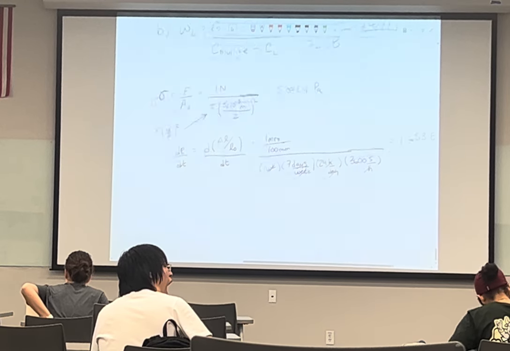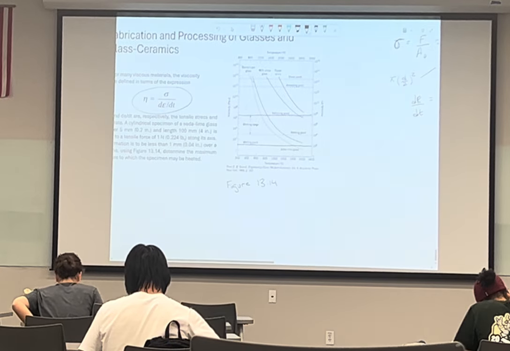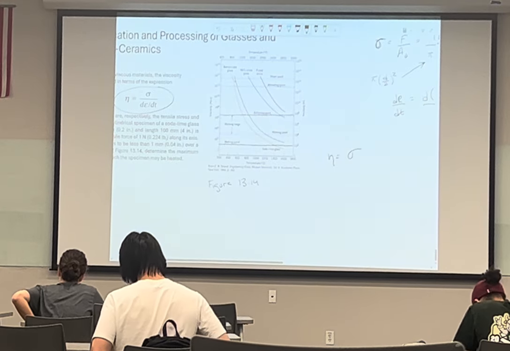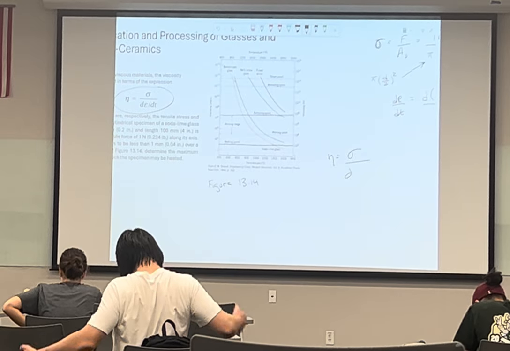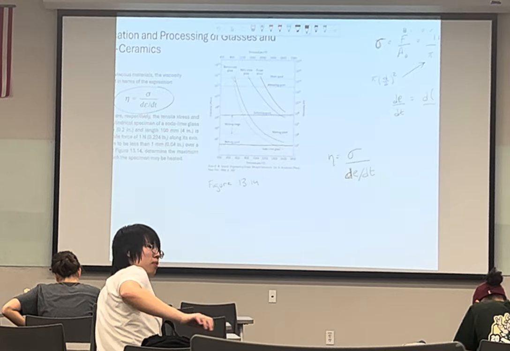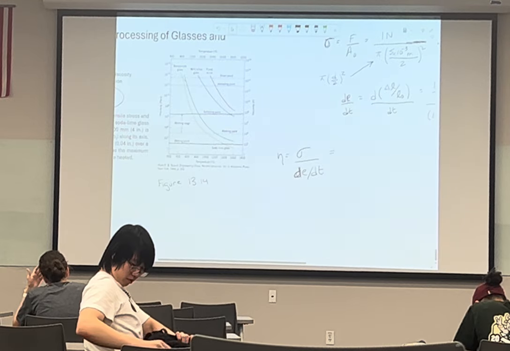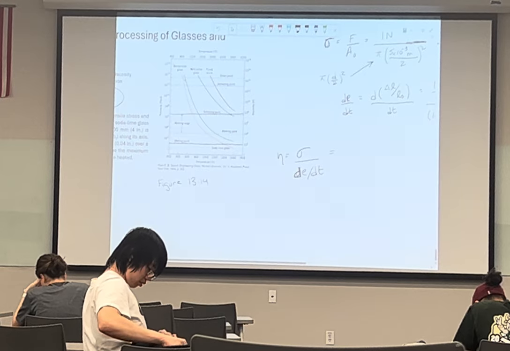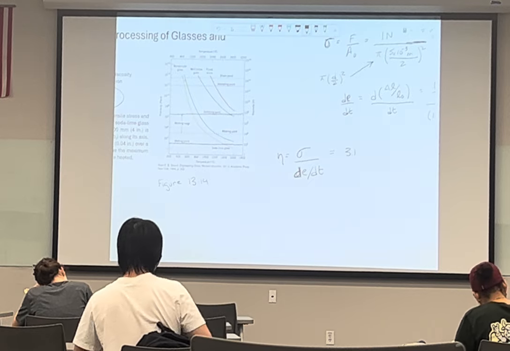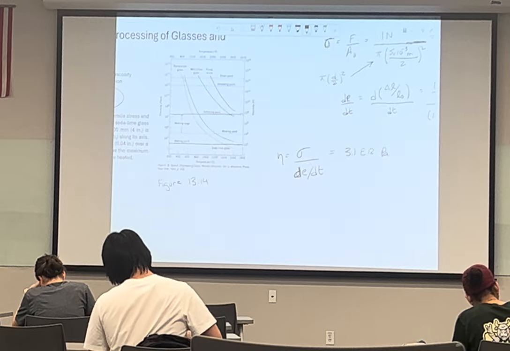So we need those two pieces of information in order to now use this equation here. I'm going to write that down here. So we know our sigma, we know our dE dt now. Essentially if we plug those values in and divide, we should end up with a viscosity of the soda lime glass, which is going to be 3.1 times 10 to the 12 pascal-seconds.